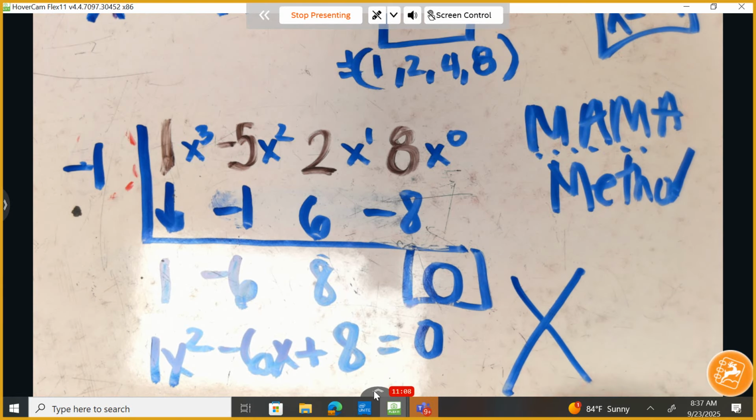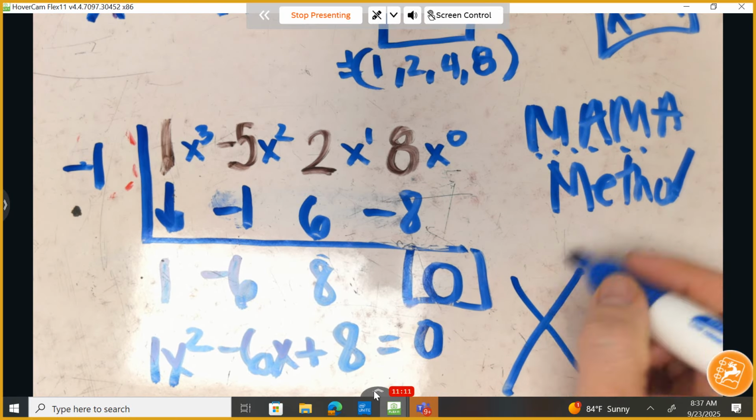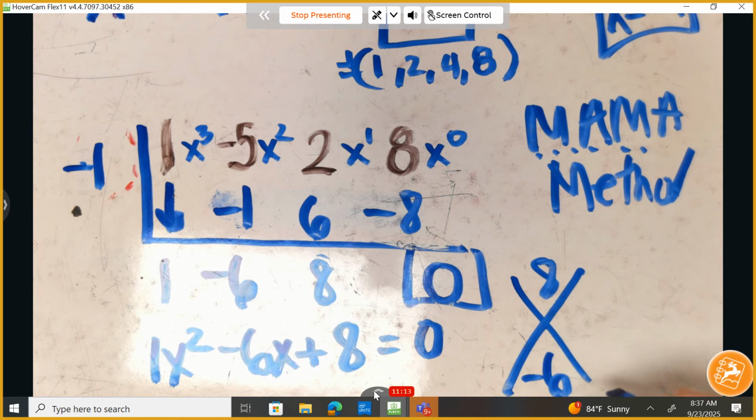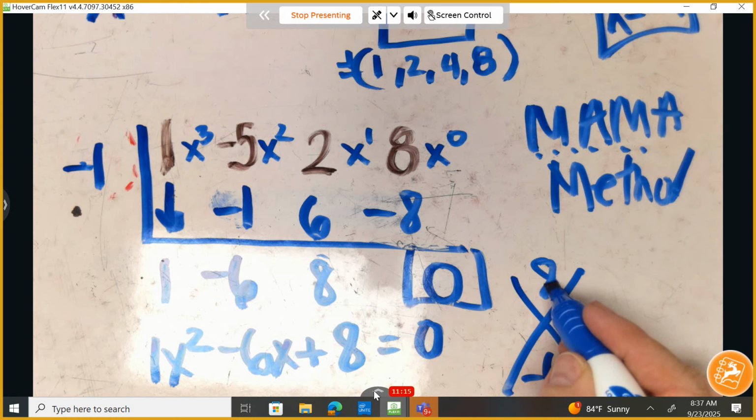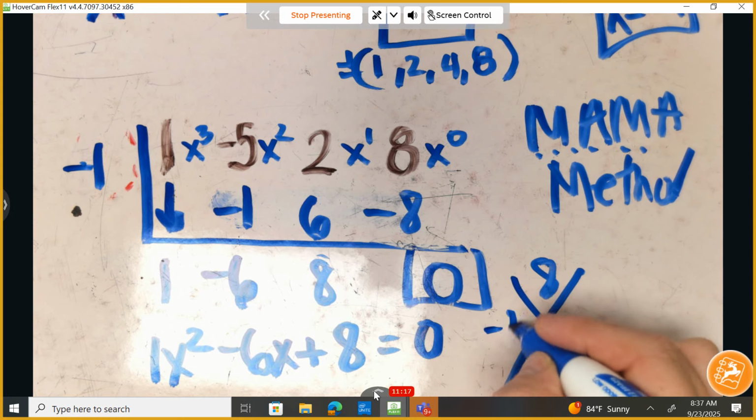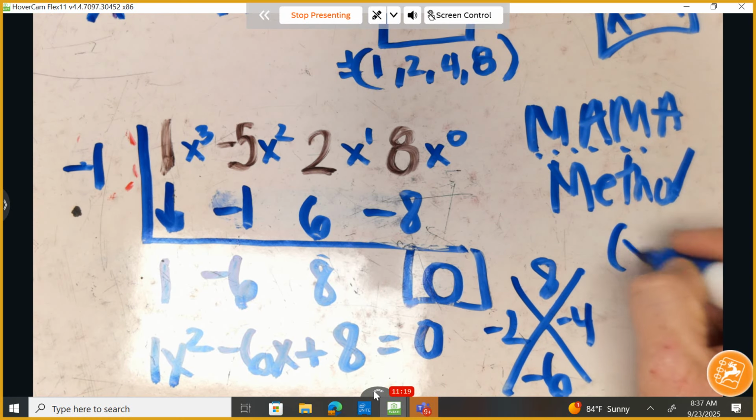Or do I have to use the quadratic formula? I multiply to get 8 and combine to get -6. What 2 numbers multiply to get 8 and combine to get -6? -2 and -4.